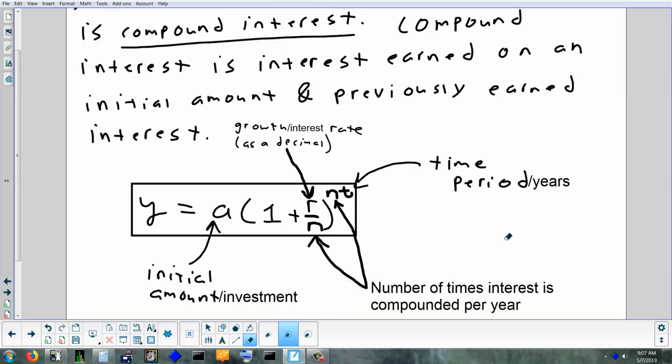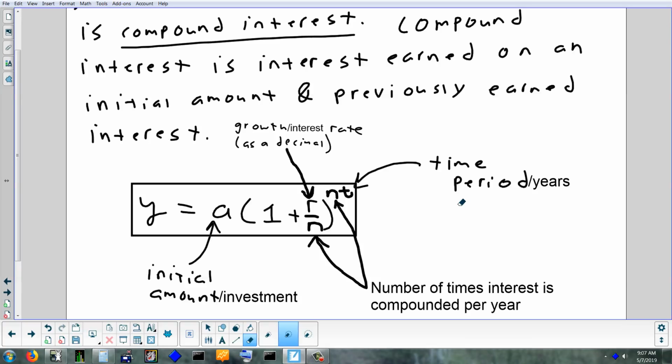So this formula is very similar to the one we just talked about. We're going to get the same thing: your initial amount or your investment. That's the same. These things are a little bit different, all right? So your r still stands for growth. You still want to make sure you make it a decimal, 0.03, 0.11, depending.